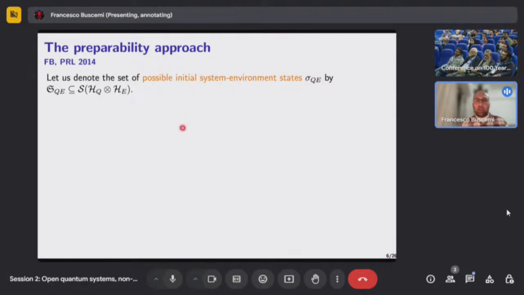So this is the preparability approach that I proposed back 10 years ago. The idea is the following. First of all, we have to understand what it means when we say we want to understand the initial possible conditions between system and environment. It means that we have to give a set of possible states, this sigma QE, and there is this set S_QE, which is in general a subset of all possible states of the joint system. And this tells you that system and environment could be in any state that belongs to this set.